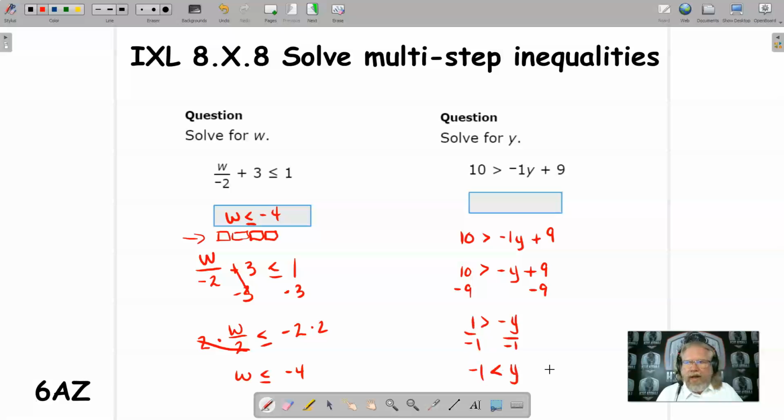Now I like my y on the left, so I'm going to put my y on the left and my negative 1 on the right, and notice the arrow is pointing at the negative 1, so I'm going to flip it. Remember, another time that we flip the sign is whenever we exchange the variable and the constant, switching their sides. So I'm going to type in y is greater than negative 1.